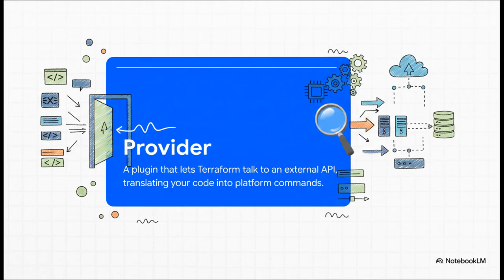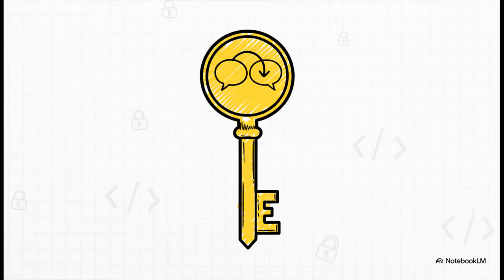Okay, so let's get the formal, kind of technical definition out of the way first. A provider is a plugin that allows Terraform to interact with an external API. Basically, it's the bit of software that translates your configuration file, what you write, into commands the platform can actually understand and execute. But you know what? Let's just ditch all that jargon for a second. If you remember nothing else, remember this. A provider is a translator. That's it. That is the entire core idea right there.